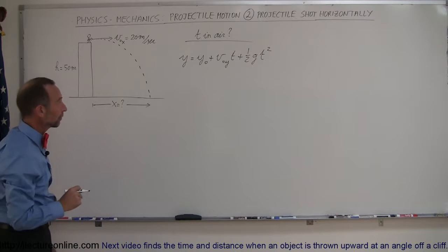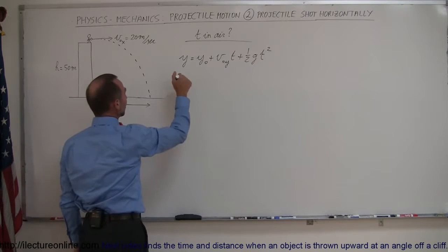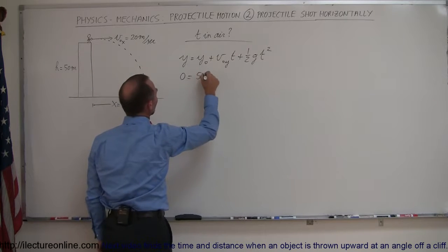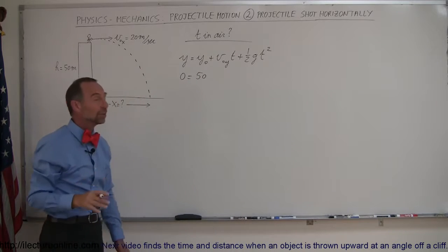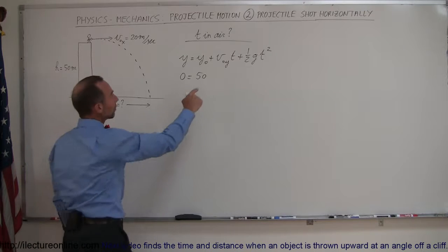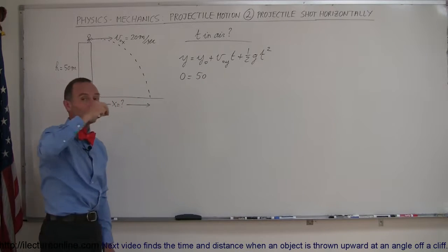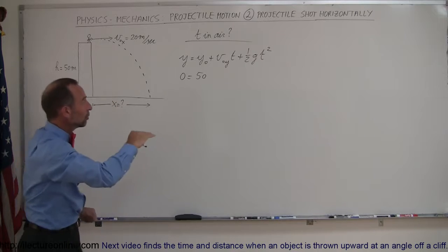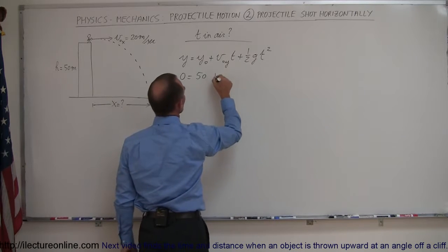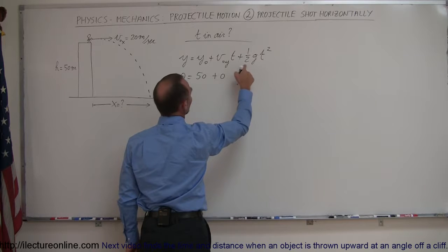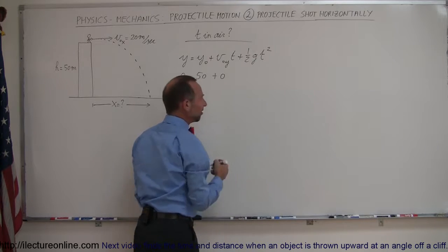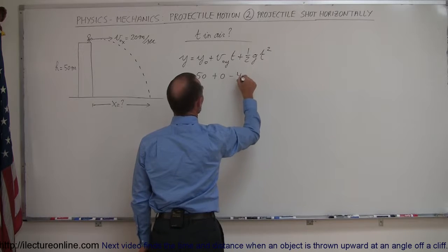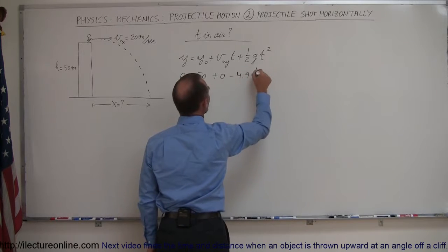This equation should allow us to find time. So let's solve that equation for time. Our final height would be 0. Our initial height is 50 meters. Notice I will leave out the units to make the equation cleaner and easier to work with. Our initial velocity in the y direction is 0 because we do not throw it downward or upward. We simply throw it straight out, so it has no initial velocity in the y direction. So this is plus 0. And then, of course, 1/2 times g. Since g is minus 9.8 meters per second squared, this is minus 4.9 times t squared.